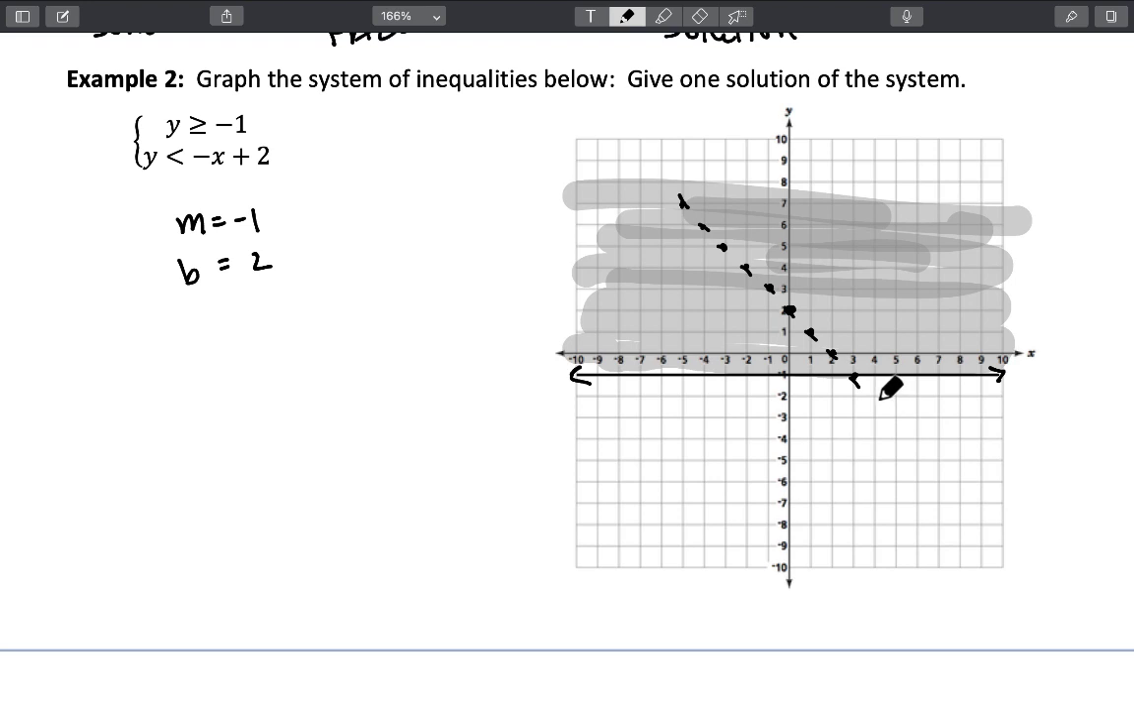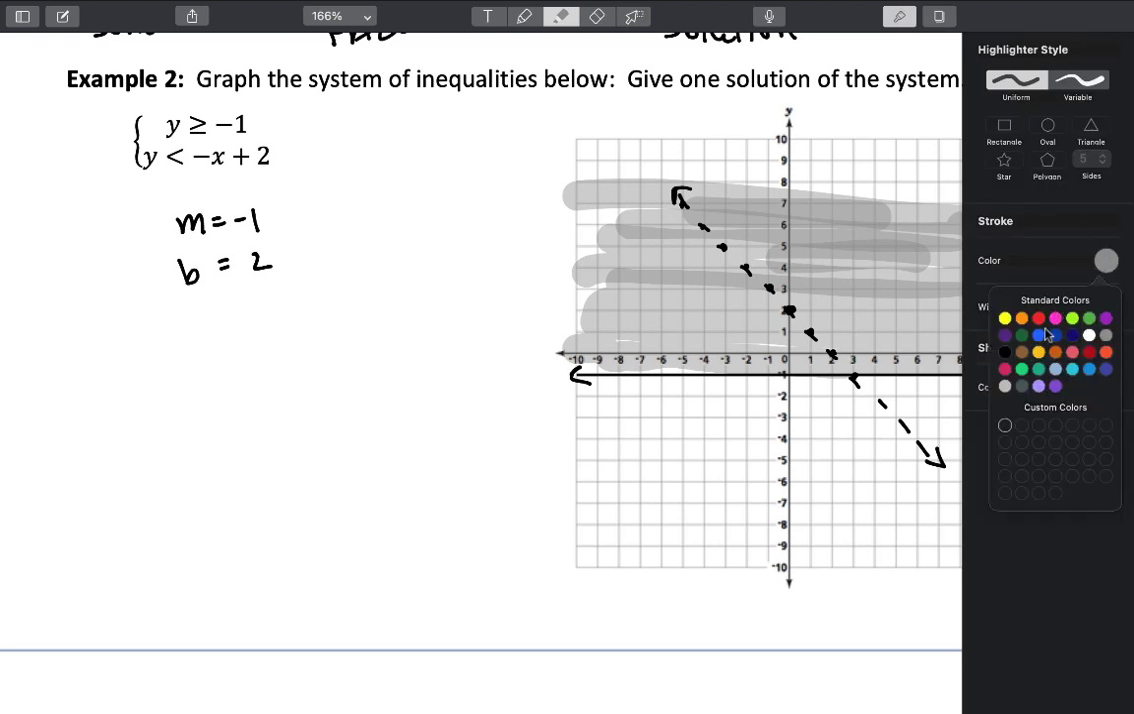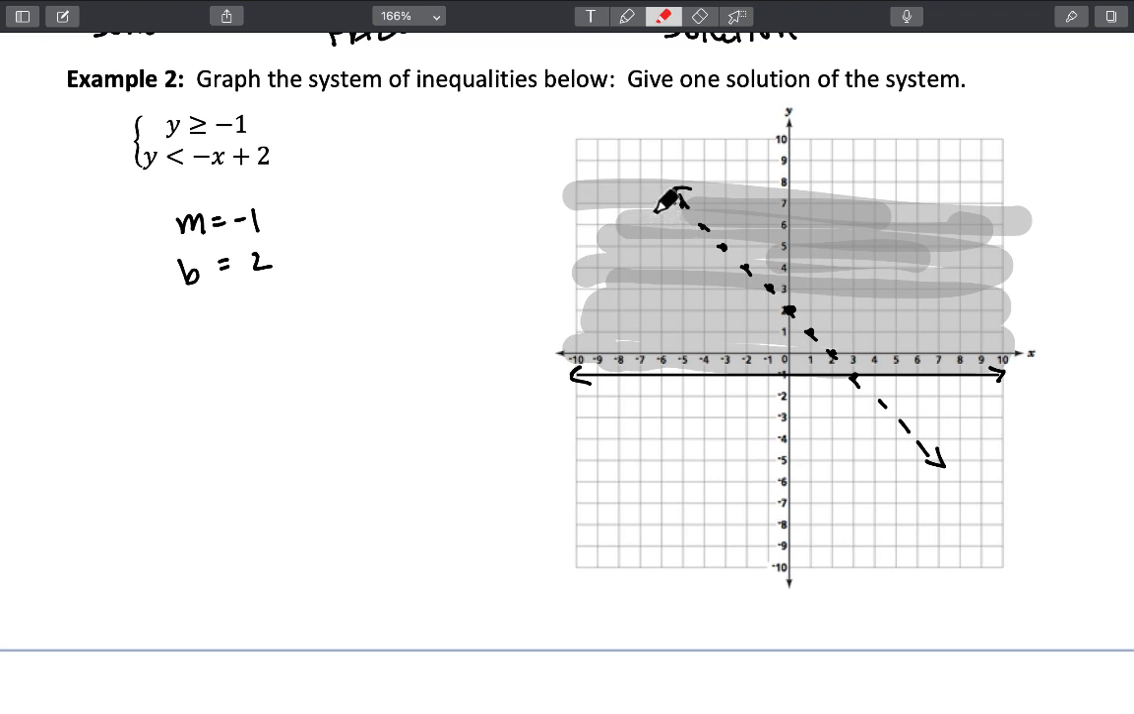And I want all the y's that are less than that line. So if I test the point (0, 0), if I put 0 in, I'll make the statement 0 is less than 2, which is true. All right, so that means we need to shade now. We're going to do some shading, but we're going to change some colors. So let's just quickly change this to red. All right, we're going to shade below this new line here.